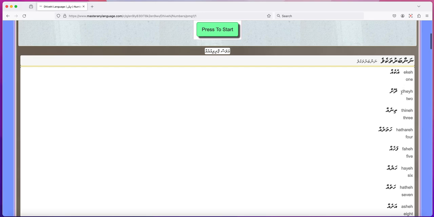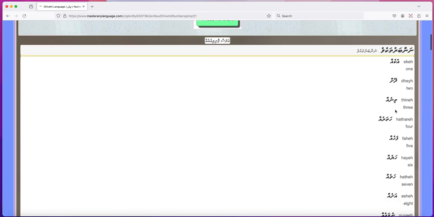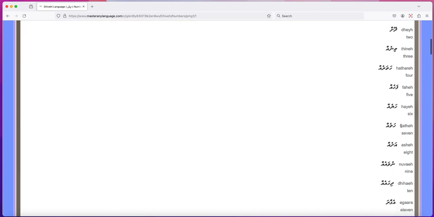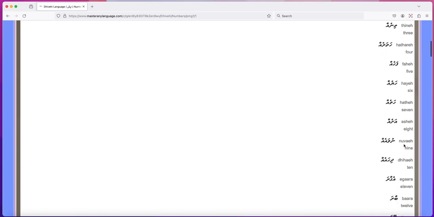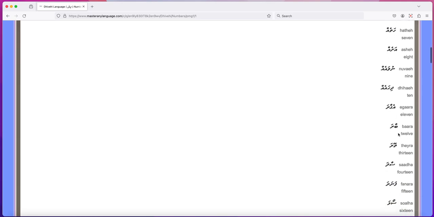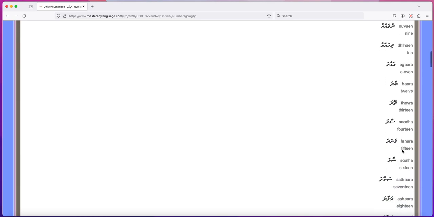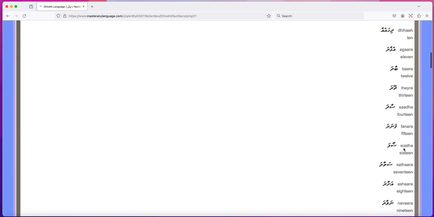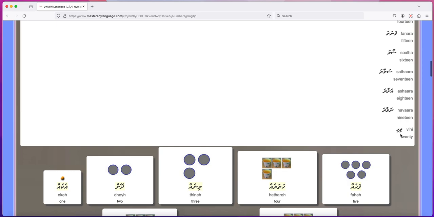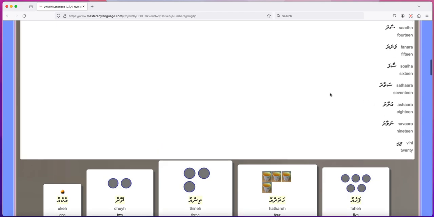Eka, de, tine, hatare, fahe, haye, hate, ashe, nuve, dihe, egara, bara, tera, sada, fanara, soalha, satara, ashara, navara, vihi. So I was reading this word the whole time. I wasn't focused on the scripting yet.